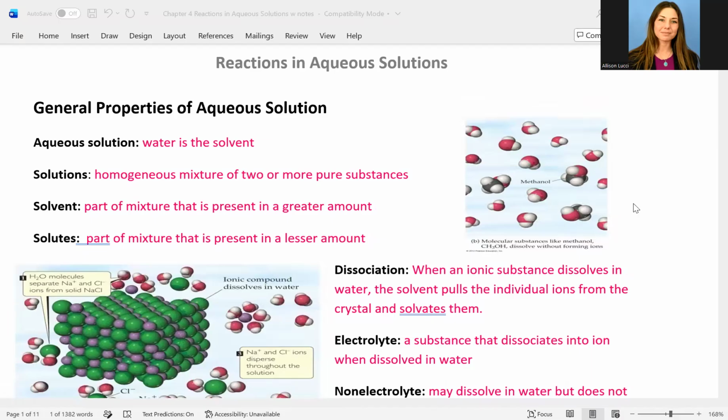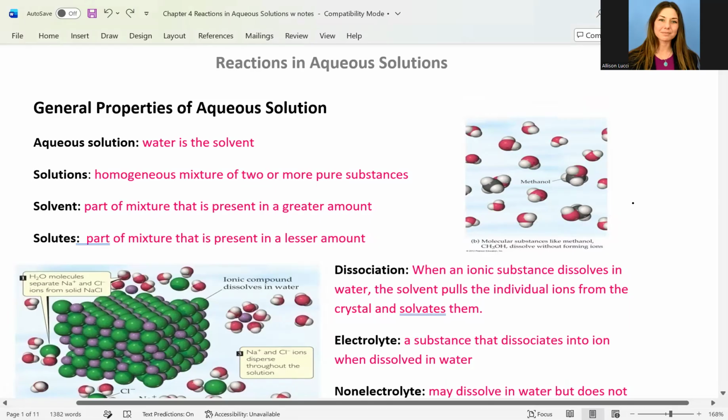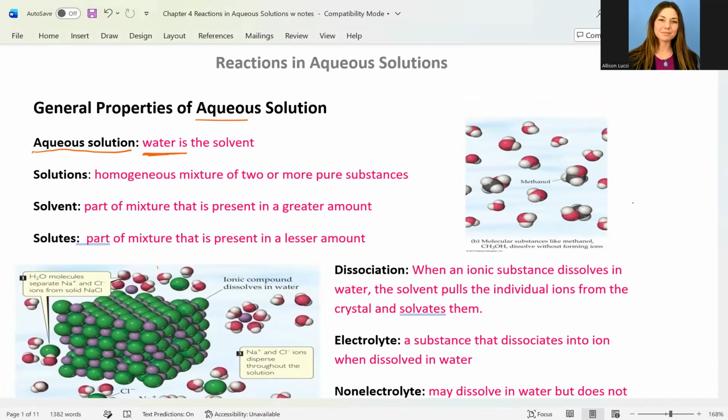In this chapter, reactions in aqueous solutions will be introduced, and I'm going to review just some general properties and ideas surrounding these aqueous solutions here. So, in general, the definition of an aqueous solution is whenever we have water as the solvent. Aqua is another language terminology for water, so we can see where this name comes from.